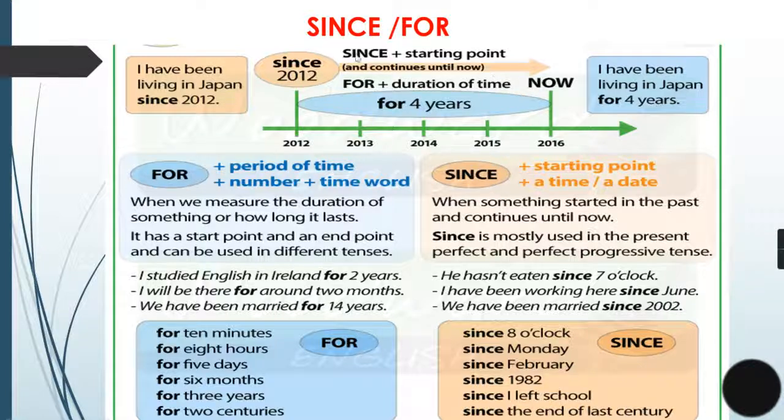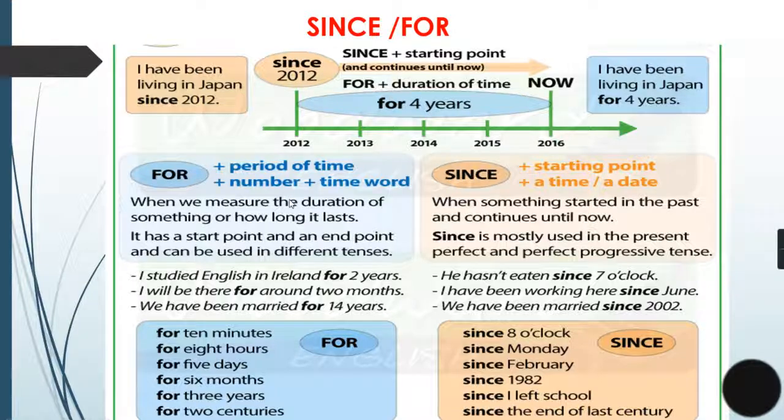Okay. Here I have shared a small diagram. I have downloaded it, and this talks about a brief difference between since and for. Now since is the starting point and continues until now. For is duration of time. Like for 4 years, since 2012. I have been living in Japan for 4 years. Which 4 years? You don't know. I have been living in Japan since 2012. So this is a point of time, and this is your period of time, for 4 years.